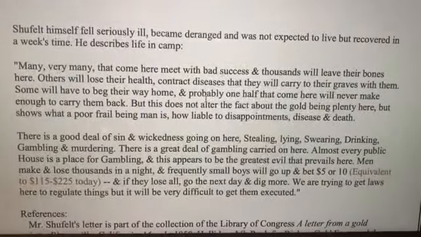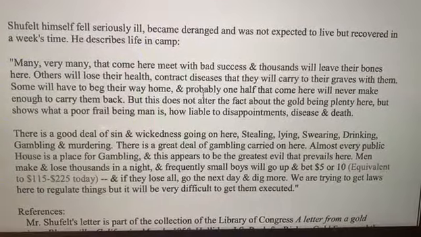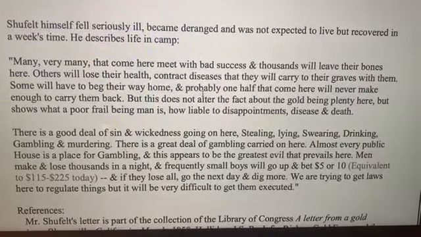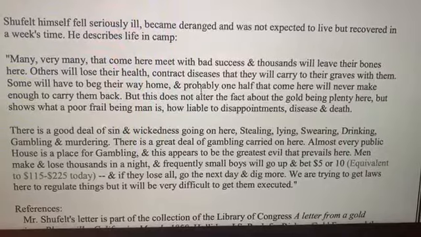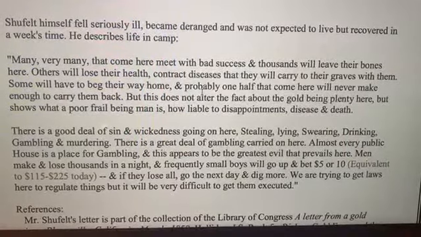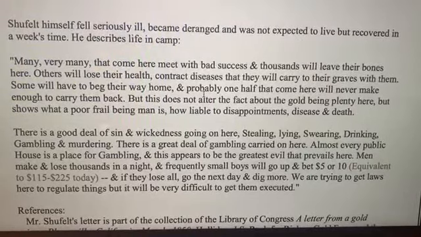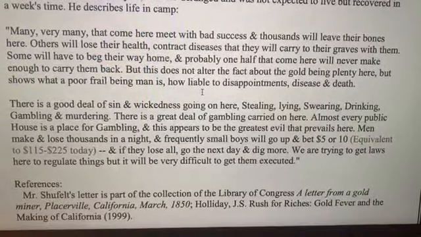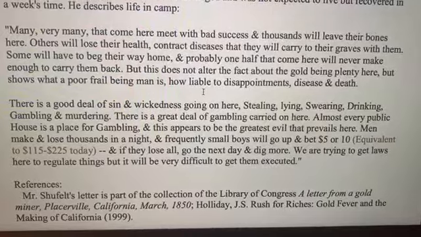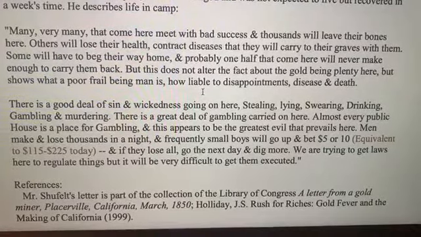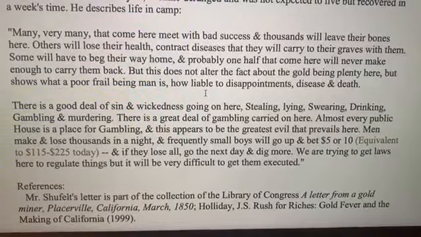Many, very many that come here meet with bad success, and thousands will leave their bones here. Others will lose their health, contract diseases that they will carry to their graves with them. Some will have to beg their way home, and probably 1/2 that come here will never make enough to carry them back. But this does not alter the fact about the gold being plenty here, but shows how poor, frail a being man is, how liable to disappointment, disease, and death.